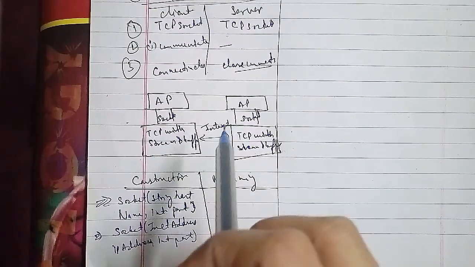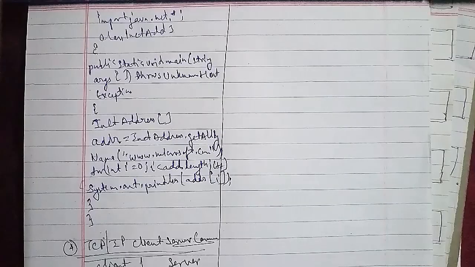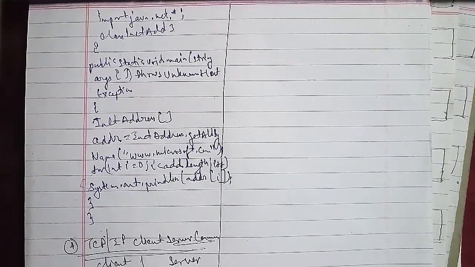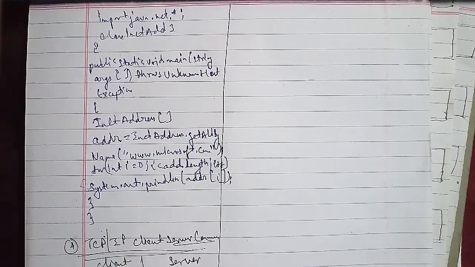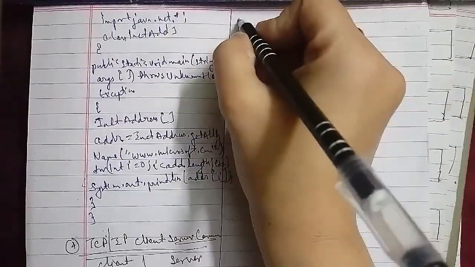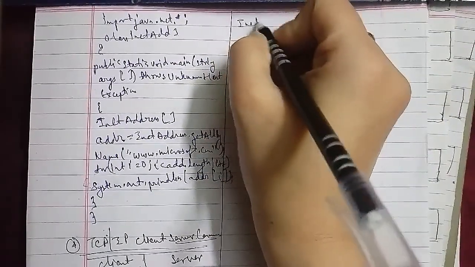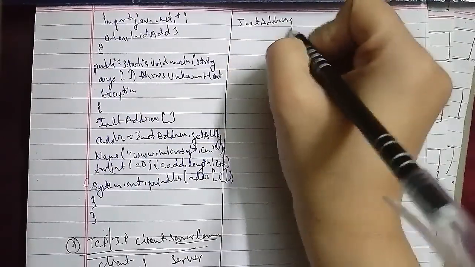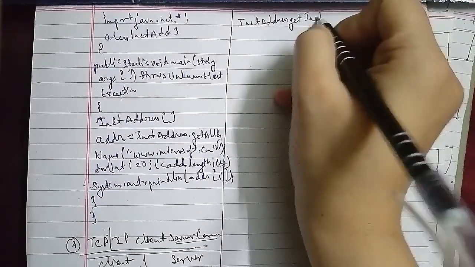And for this, the general format of URL is: scheme, address, that is your protocol, then username, @ host name, then path, then file name. This is an exact and actual URL.